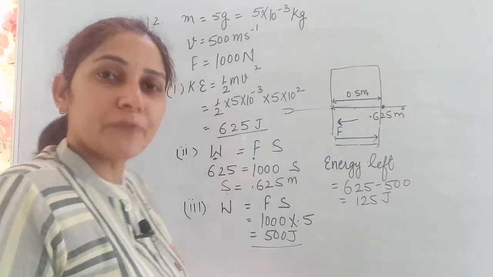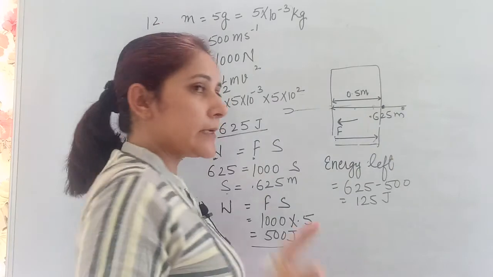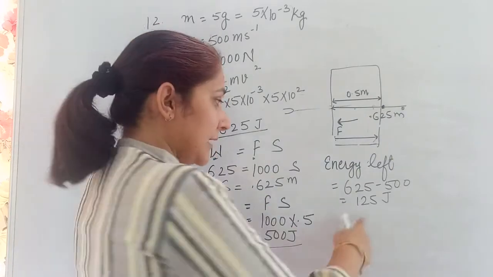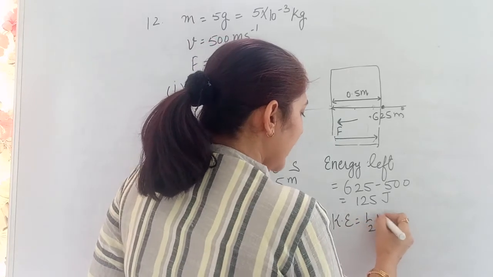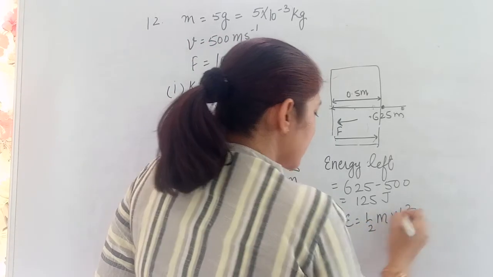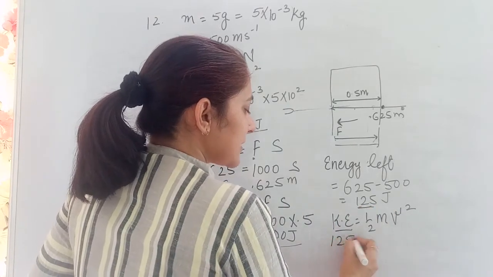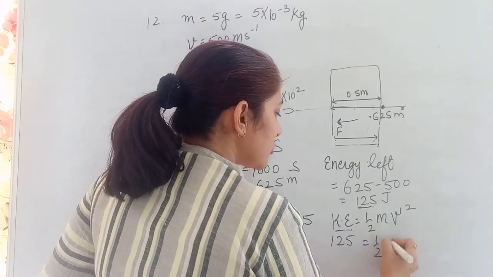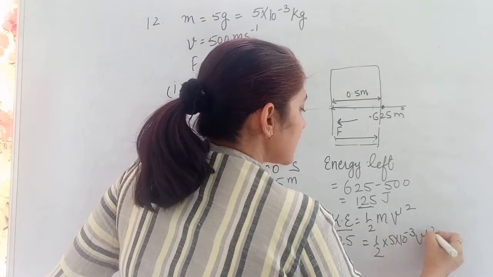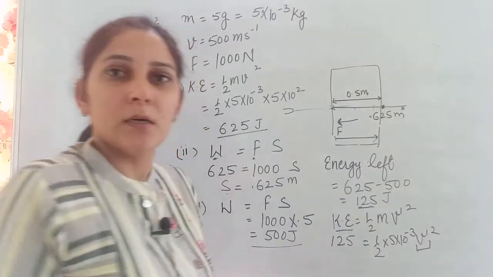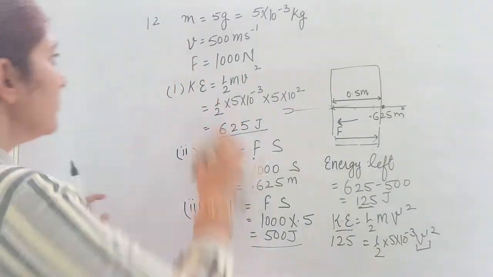Okay, we need to find out what? Velocity. When the bullet comes over here, it is in motion. So which type of energy it has? It has kinetic energy. So kinetic energy will be given by 1 by 2 m, suppose this is v dash square. So this kinetic energy is 125 because that much is left out. That is equal to 1 by 2, mass is 5 into 10 raised to the power minus 3, v dash square. So from here we can calculate the value of velocity of bullet. I hope you are able to do it now.